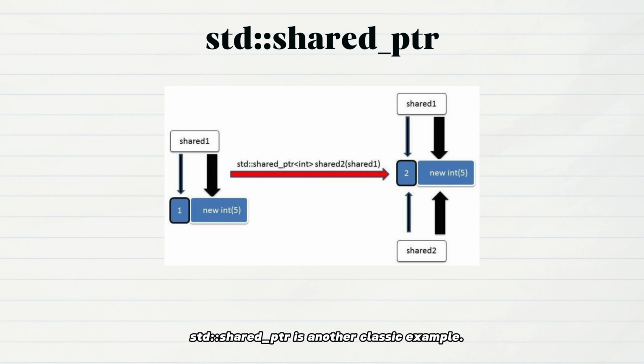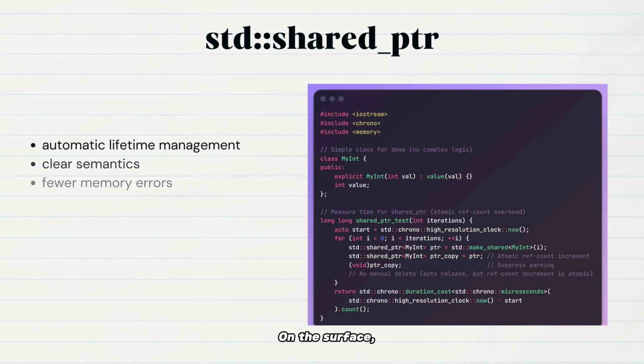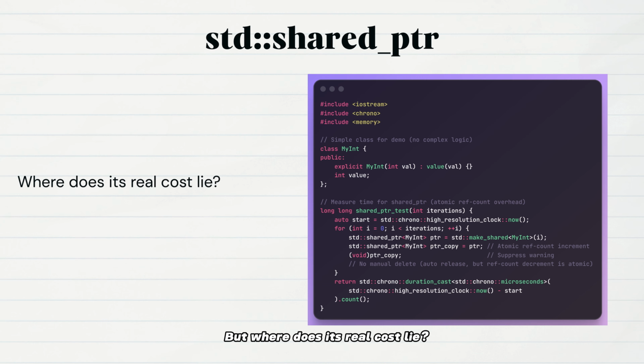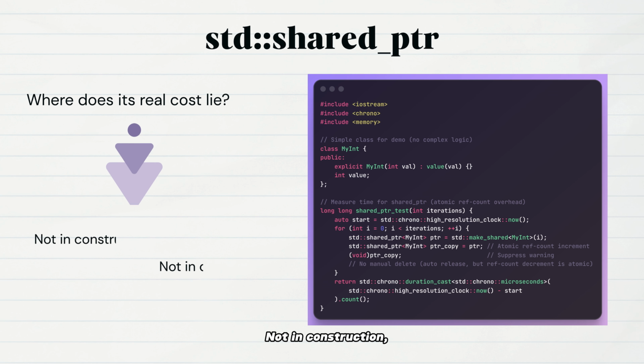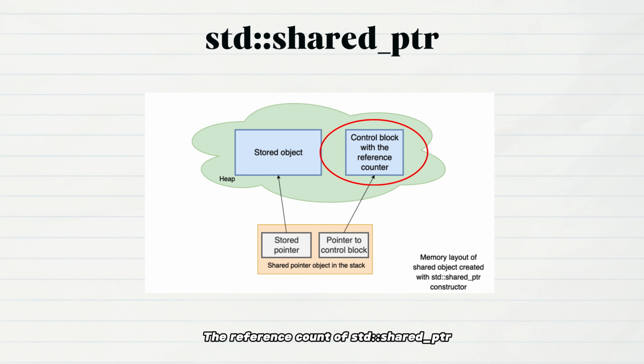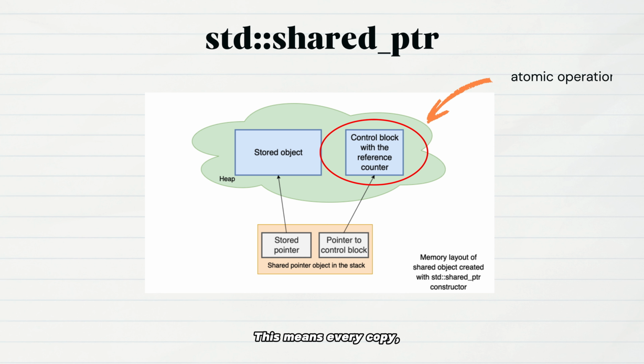std::shared_ptr is another classic example. On the surface, it offers automatic lifetime management, clear semantics, and fewer memory errors. Especially in multi-threaded scenarios, you don't have to manually manage pointer ownership. It's incredibly convenient. But where does its real cost lie? Not in construction, not in destruction, not even in memory allocation, but in the atomic operations of reference counting. The reference count of std::shared_ptr is thread safe. This means every copy, assignment, and destruction triggers an atomic increment or decrement operation.